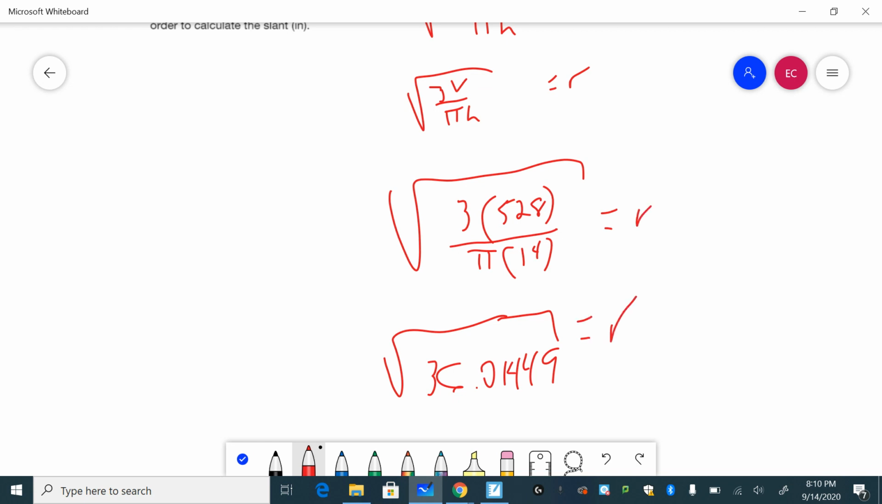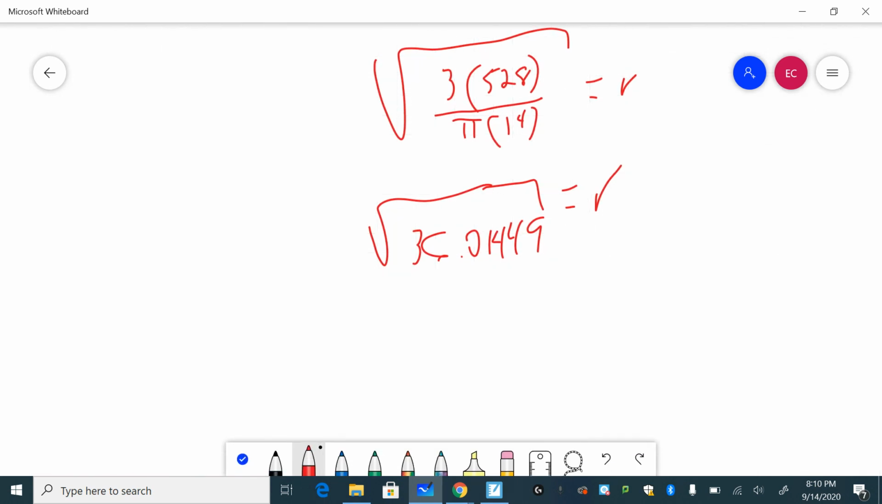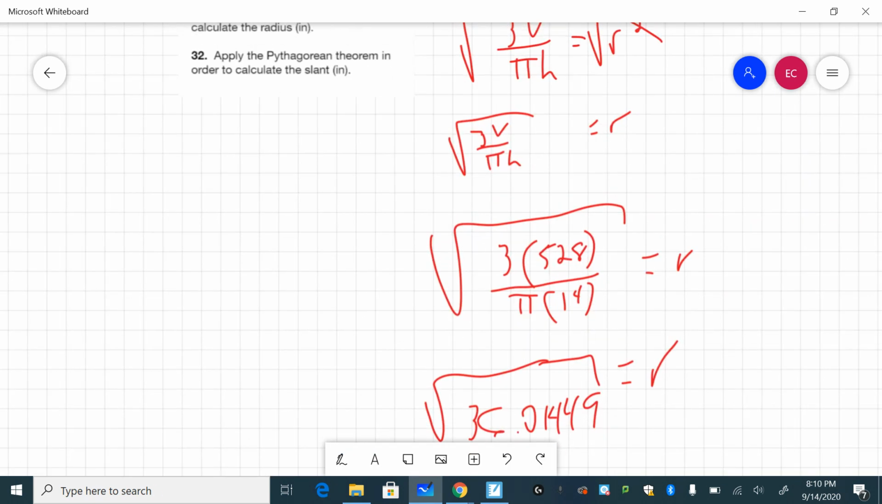So I'm going to now hit the square root of that answer. So I'm going to do square root of my answer, and I get basically 6.001. So I could pretty much say 6, and that's in inches. So let's look at the next question.